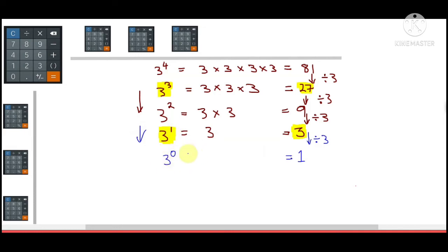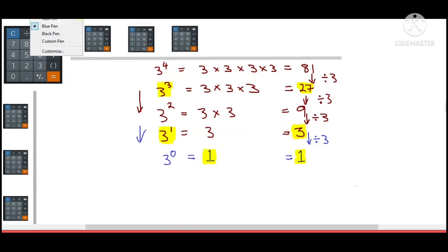3 to the 0. Now based on the laws of indices, you would have learned 3 to the 0 power is equal to 1. And look at that. Now it is clearly matching with what we had here as we developed the pattern. So a number or a base raised to the 0 power is of course equal to 1, as long as that base isn't 0.